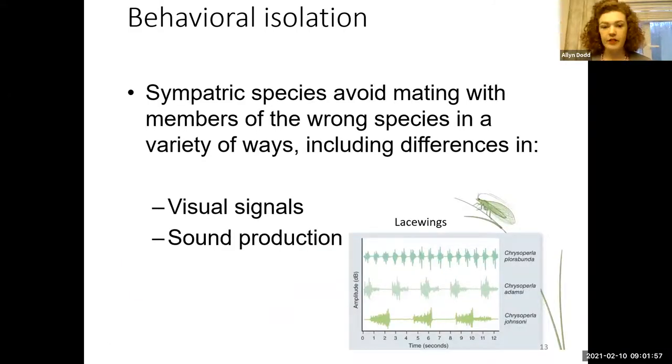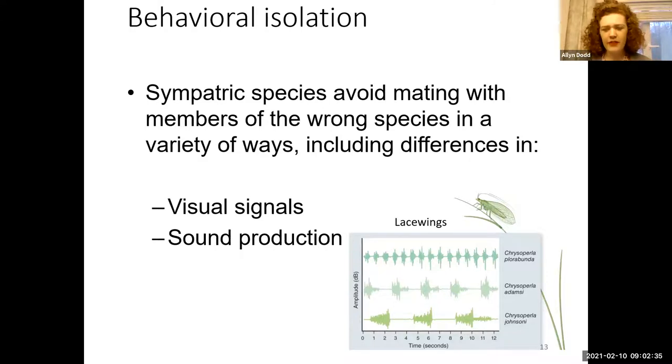Sound production. So this is differences in song. This is really common, again, in birds and insects, but obviously other organisms like amphibians. Think of an animal that calls, okay? And typically that particular call is a cue to members of its species. That is a sound cue, okay? That provides an isolating mechanism through ensuring that courtship or mating behavior stays between the same species.